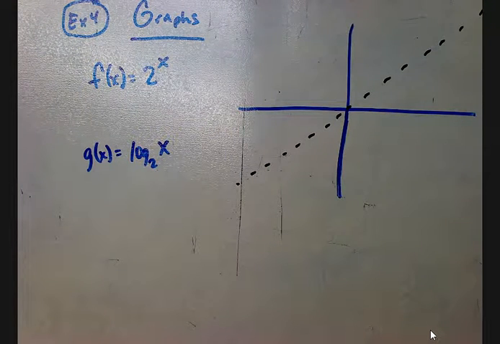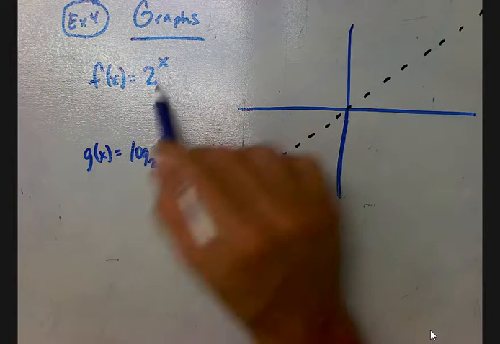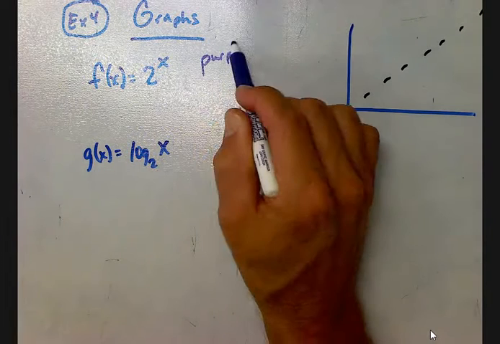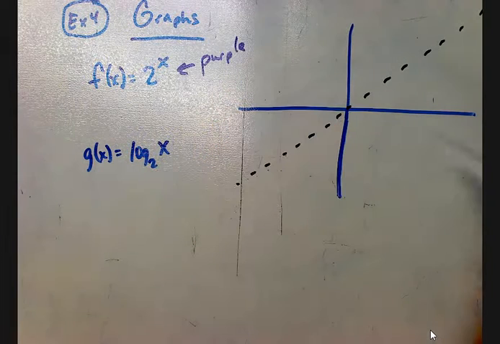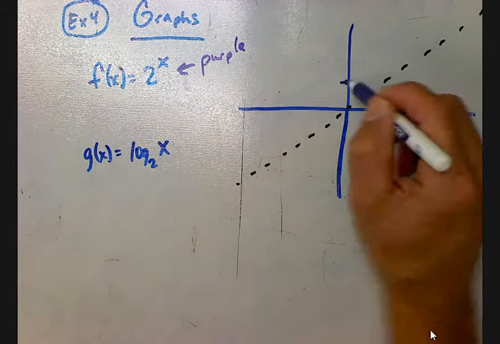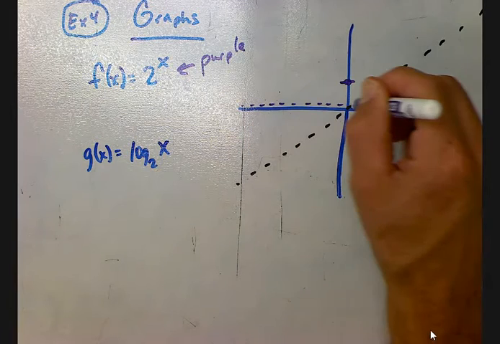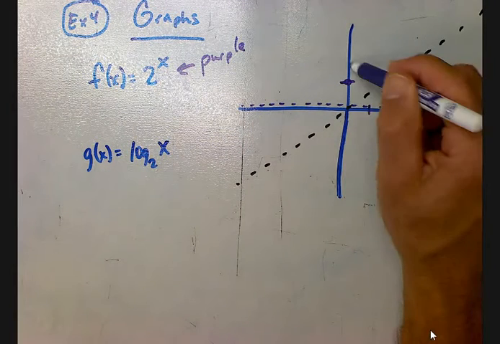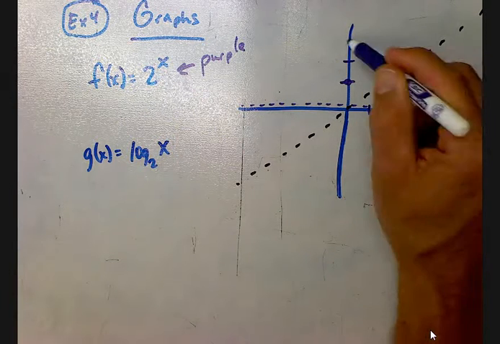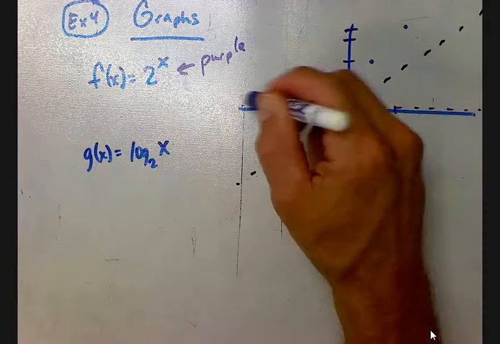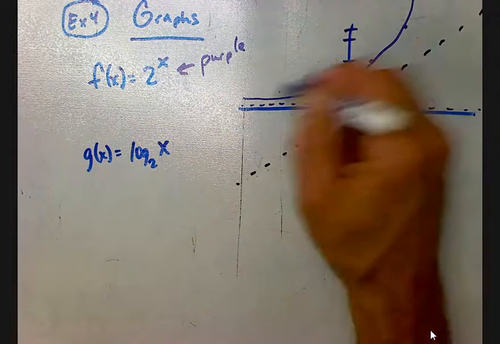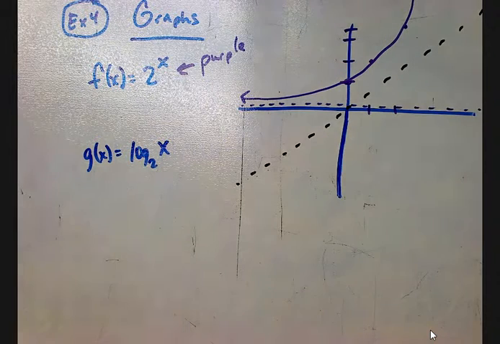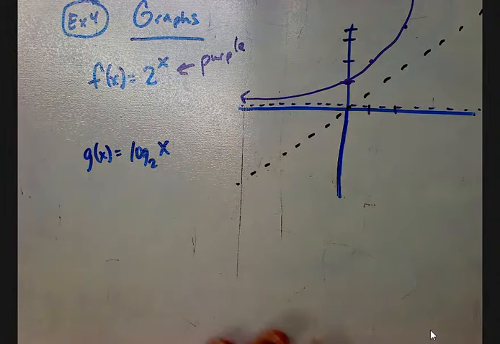For the graph y equals 2 to the x, I'm going to use purple here. And we know that (0, 1) is on the graph. We also know the x-axis asymptote is right here. And we also know if I put in 1 for x, I'm going to get 2. If I put in 2 for x, I'm going to get 4. And so it looks like this. So there's the basic graph of the exponential. You already know that. Let's take a look at what it looks like to be a log graph.